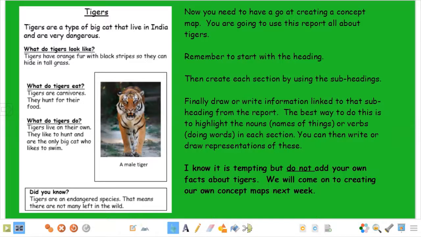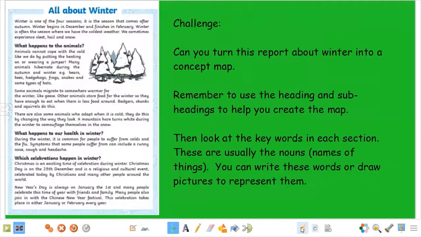Now, here's something that I need to remind you of right now. I know it's tempting to add your own ideas or facts that you know about tigers, but please do not. We're not doing that at the moment. We'll come on to making our own concept maps next week, but what you need to get used to doing at this point in time is looking at how a writer creates a report using a concept map. So it's important that we use the information that we've already got in this report.